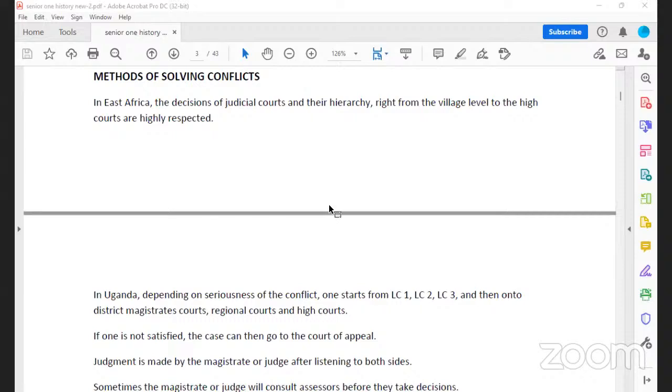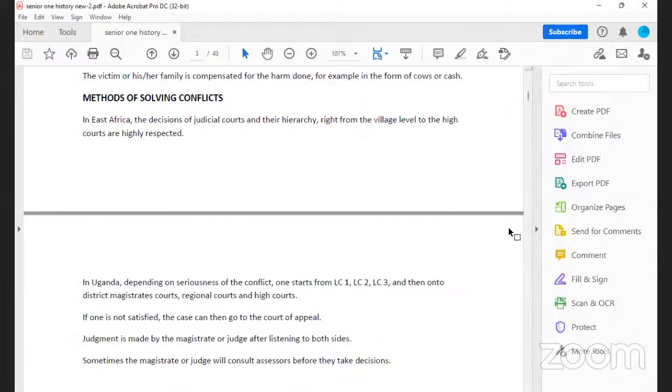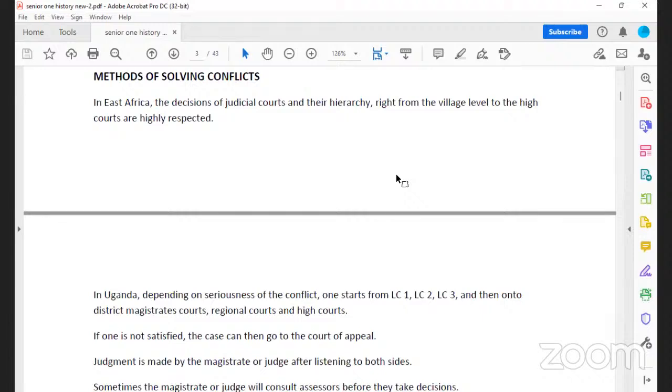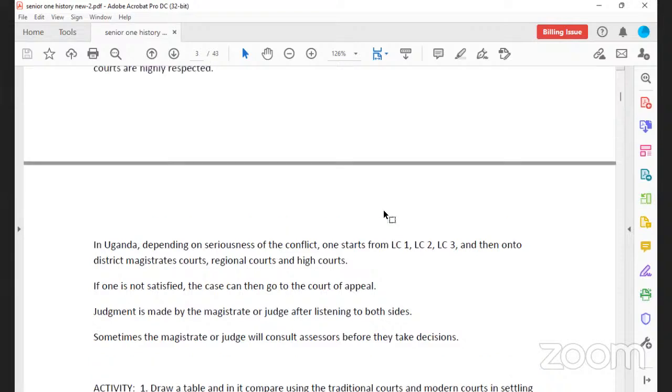So we are going to look at the methods of solving conflicts today in East Africa. We are seeing that decisions of judicial courts, and their hierarchy right from the village level to the high courts, are highly respected. So nowadays, if you have conflicts, how do we resolve them? If there is a conflict, we are seeing that in Uganda, depending on the seriousness of the conflict, where should somebody start from in Uganda? Patel, if you get a conflict, where do you start from?